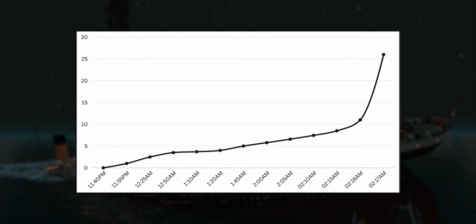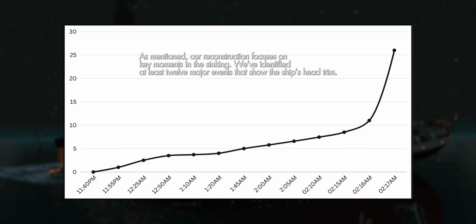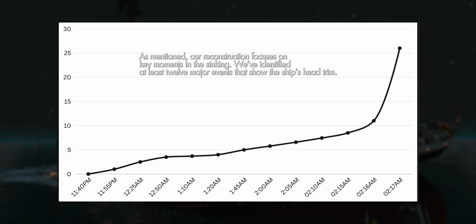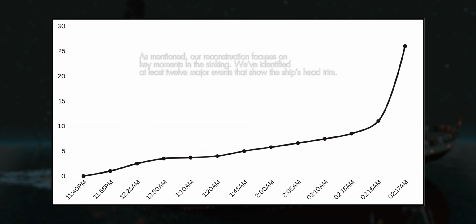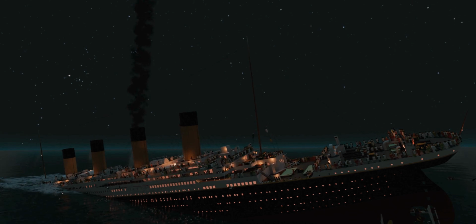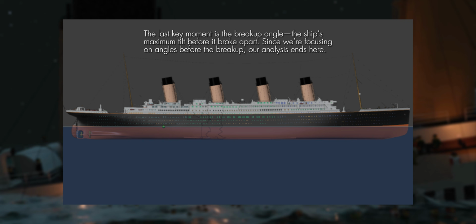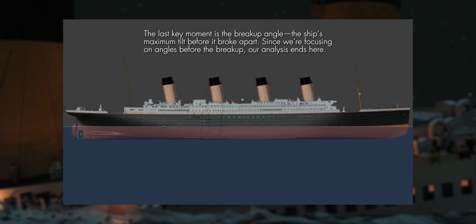As mentioned earlier, our reconstruction relies on identifying key moments in the sinking. Through extensive analysis, our research has identified at least 12 major key moments related to the ship's head trim. The first being the baseline, or quote-unquote zero trim, representing the ship's condition prior to the collision, with no list or forward inclination. The final key moment corresponds to the break-up angle, which marks the maximum tilt the ship reached before structural failure occurred. Since this study focuses on angles prior to the breakup, we'll stop our analysis at that point.